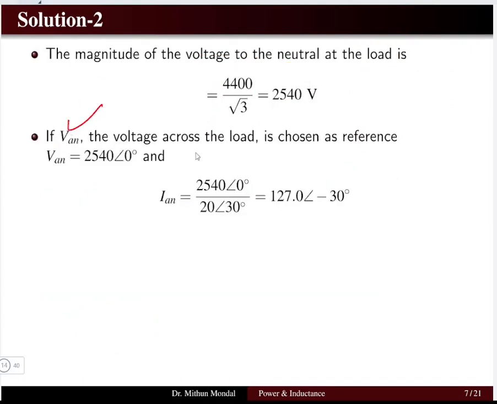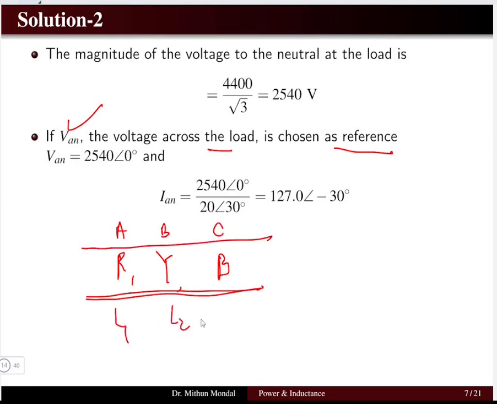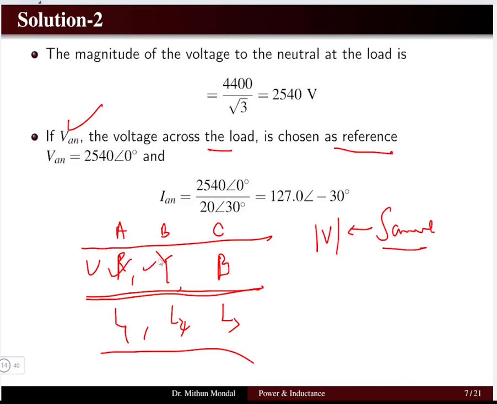Now Vn, the voltage across the load, is chosen as a reference. Now we have R, Y and B, three phases. You can write A, B or C, or line 1, line 2 and line 3. All the three are the same. As I said, the system is balanced, so the magnitude of the voltage will remain the same for all the lines R, Y and B, but the angle will be shifted by 120 degrees. So there will be a 120 degree shift between phase R, phase Y and phase B.